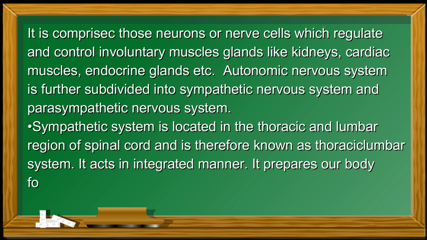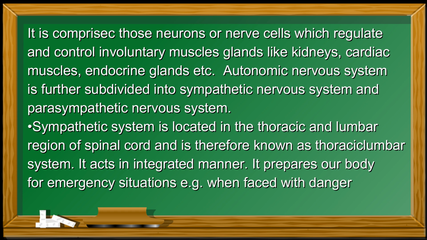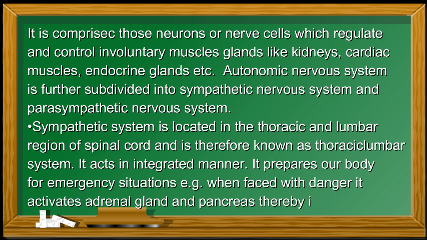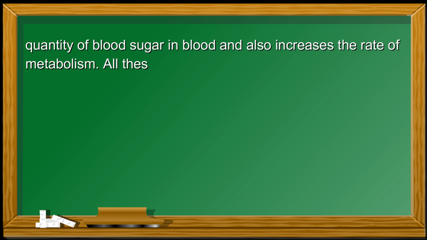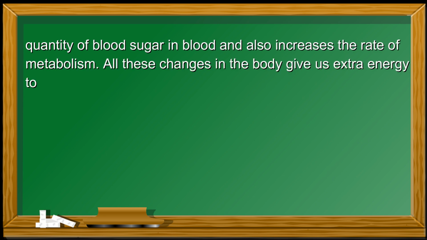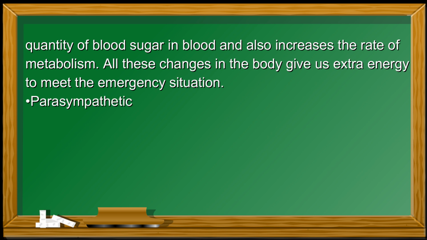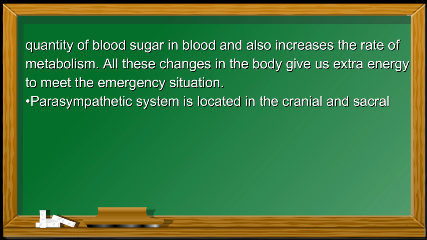The sympathetic system is located in the thoracic and lumbar region of the spinal cord and is therefore known as the thoracolumbar system. It acts in an integrated manner. It prepares our body for emergency situations, e.g. when faced with danger. It activates the adrenal gland and pancreas, thereby increasing the quantity of blood sugar in the blood and also increasing the rate of metabolism. All these changes in the body give us extra energy to meet the emergency situation.